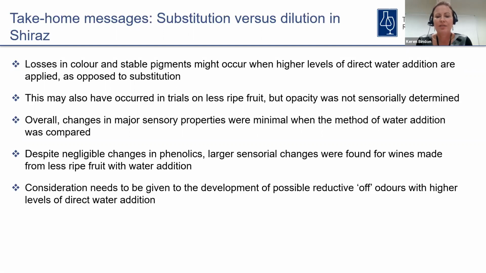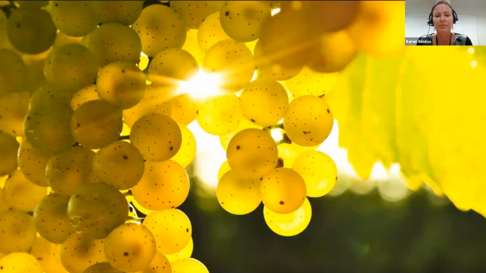So consideration, I think, as I've mentioned, needs to be given to the development of off odours with high levels of direct water addition. So I still think it should be applied with caution and perhaps prefer a smaller level of water addition, or consider the substitution approach when higher levels of water addition are needed for very high Baume fruits. So just to briefly mention some results from a trial on Chardonnay that we did.